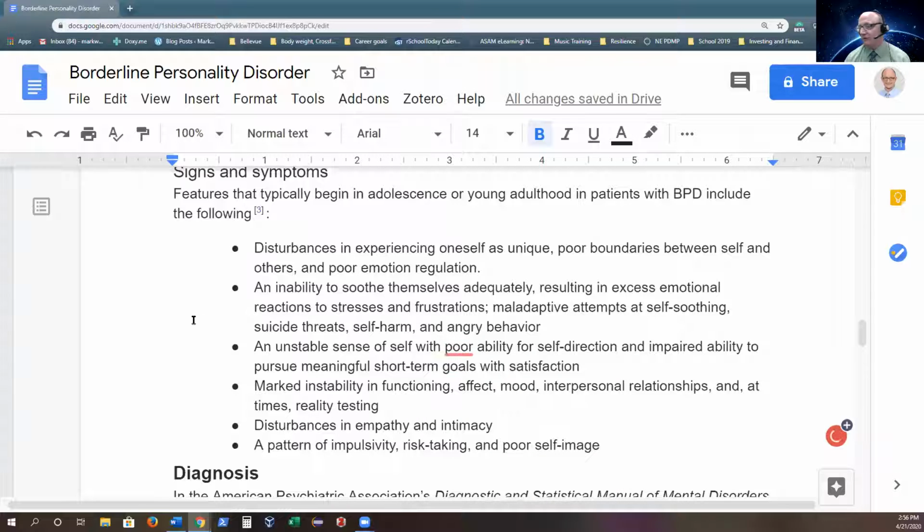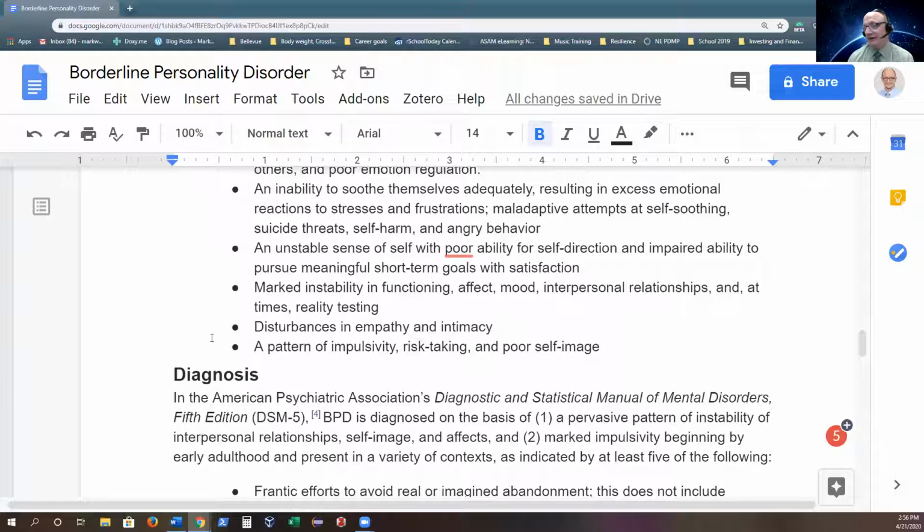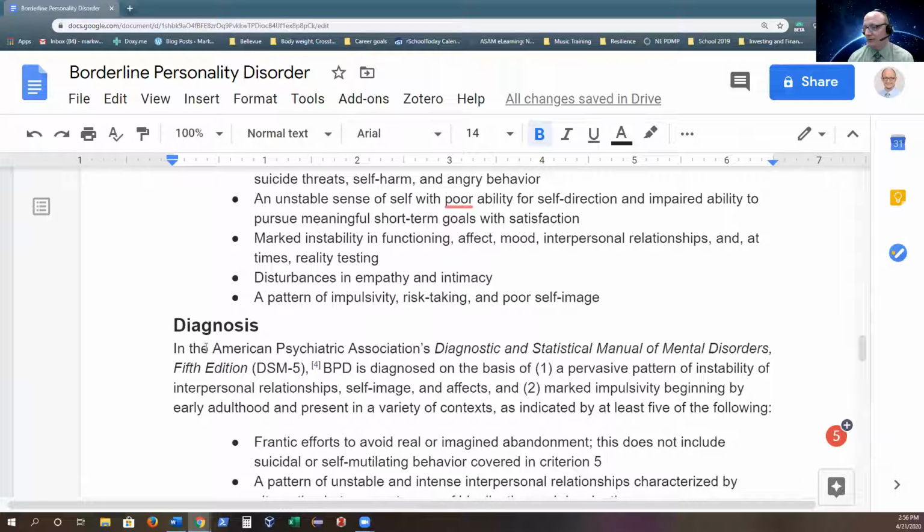Maladaptive attempts at self-soothing result in self-harm, angry behavior, violent behavior maybe, suicide threats, an unstable sense of self with poor ability for self-direction and impaired ability to pursue meaningful short-term goals with satisfaction, marked instability in functioning, affect, mood, interpersonal relationships, and at times reality testing. Disturbances in empathy and intimacy, and then the impulsivity, risk-taking, and poor self-image.